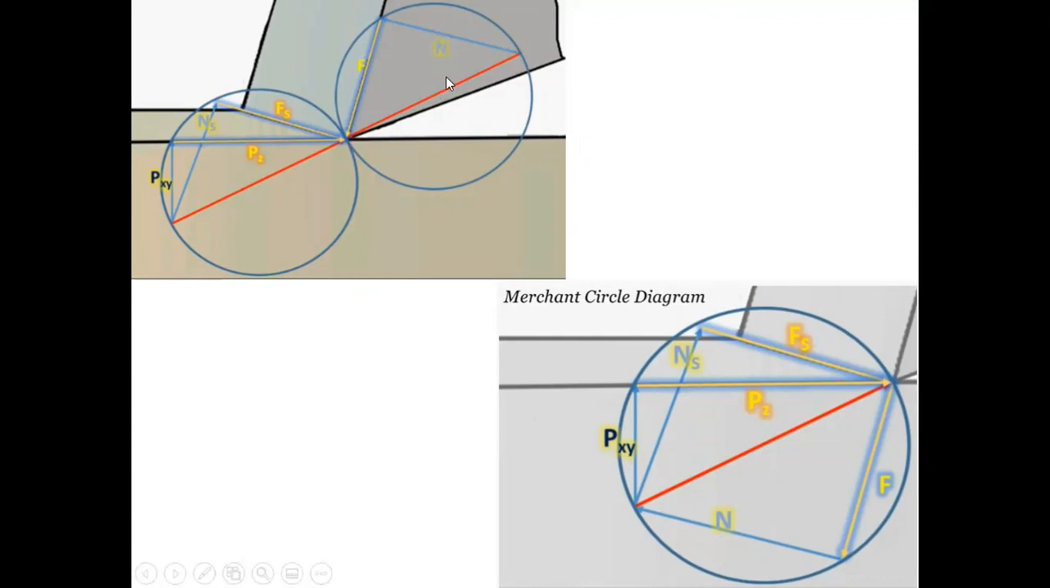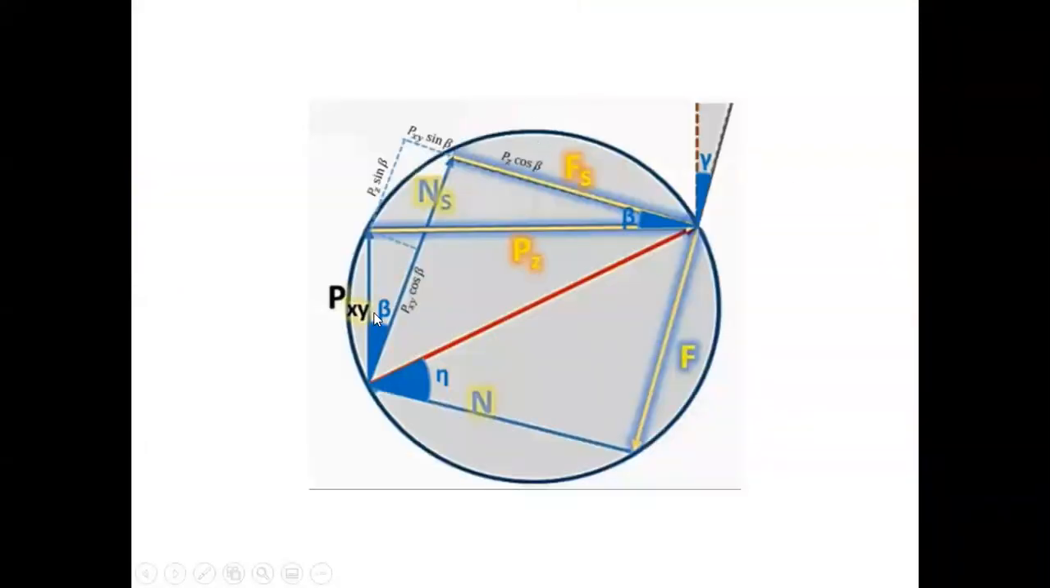Then FS is the shearing force. We draw the normal NS, and again we get the same resultant R. So it is obvious that these two resultants are collinear, meaning their line of action is the same. They are equal in magnitude but opposite in direction. When we join these two circles, we get the Merchant circle diagram, which is used to determine the mathematical expressions of these forces. This is a circle in which all of the forces have been shown.